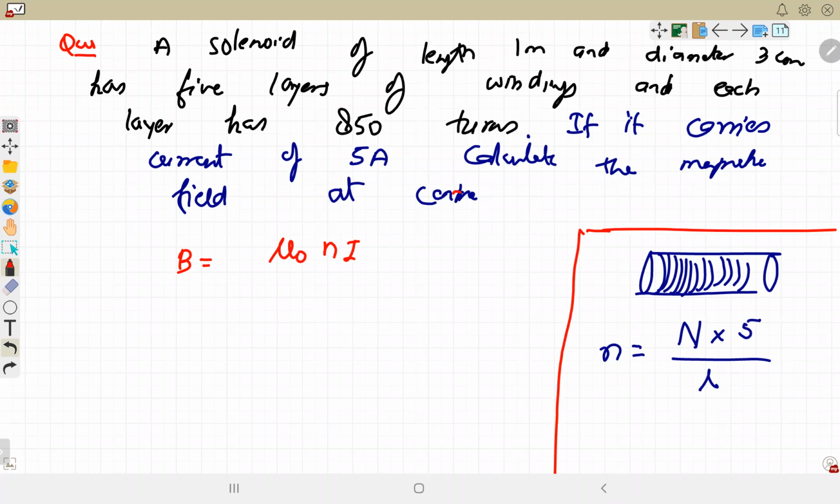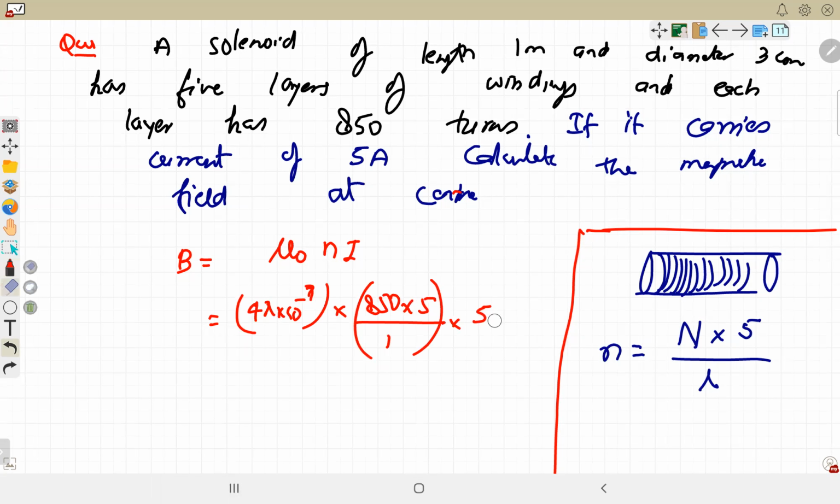Correct? Solve करो क्या है? So mu naught की वैल्यू होती है 4 pi into 10 to the power minus 7, times 850 into 5 divided by 1, times the current, that is 5 ampere. That is the value of magnetic field.